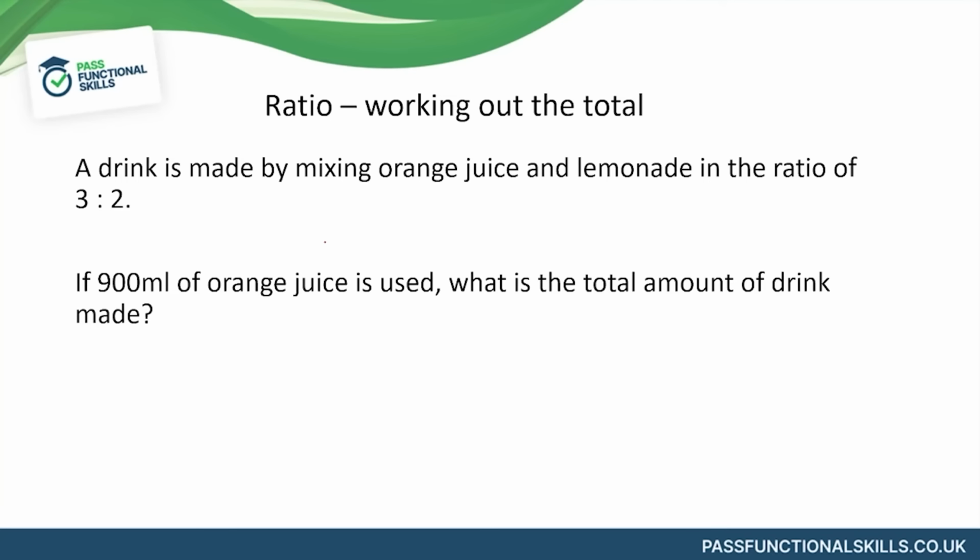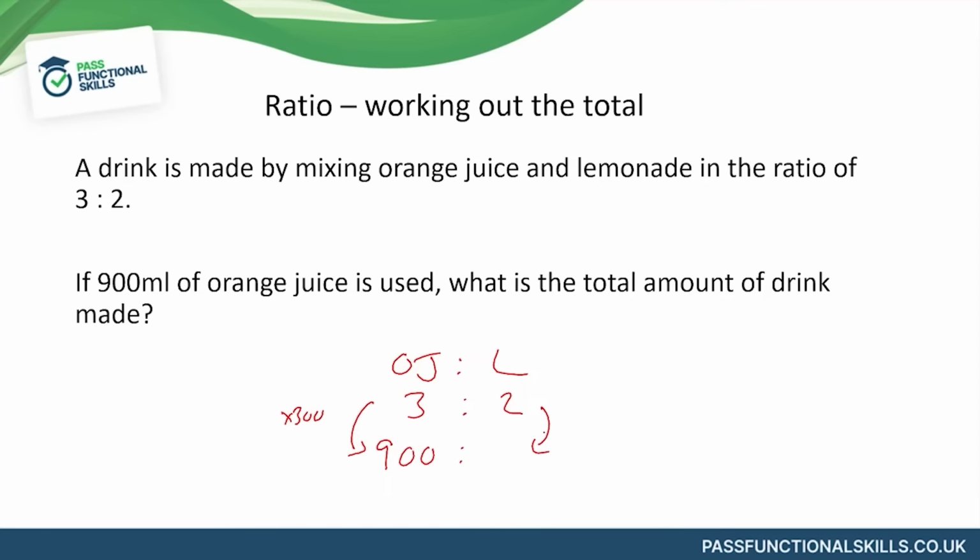Very similar problem is here we need to work out the total. A drink is made by mixing orange juice and lemonade in the ratio of 3 to 2. If 900 ml of orange juice is used, what is the total amount of drink made? Okay, so we just need to be careful. This is very similar to the previous question, but there's a bit of a catch. It's not a very difficult catch. Here we are multiplying this ratio by 300.